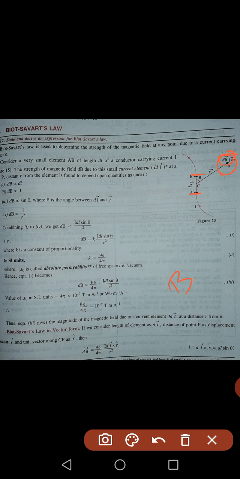Suppose that the magnetic field created at point P for this much length of the conductor is dB. Generally magnetic field is B, but since we have taken a small part of the conductor, this will create a small magnetic field, which is dB. Now according to Biot-Savart's law, this dB depends on a few factors. The first factor is that it is directly proportional to dl, the length of the conductor. Next, dB is directly proportional to the current through the conductor.